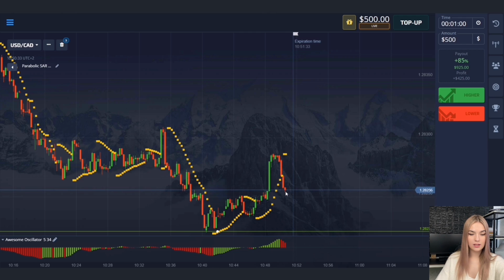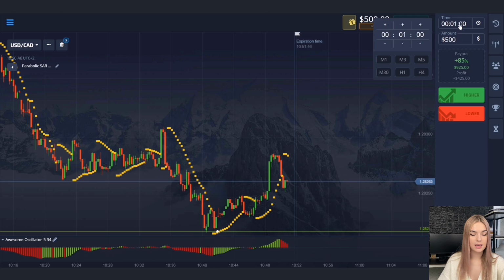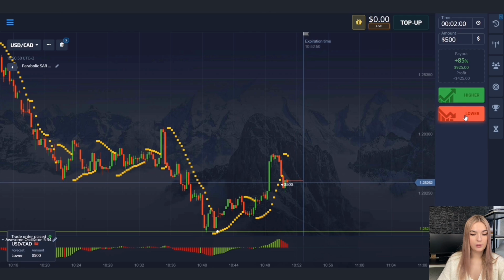Also, two dots have already appeared above the graph and the green histogram has changed its color to red. Each subsequent column becomes smaller in size. This situation tells us that volumes are growing for a decrease and in the near future the price will fall. Here I propose to open a deal for 2 minutes to decrease.